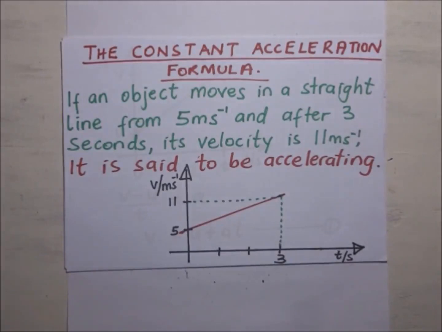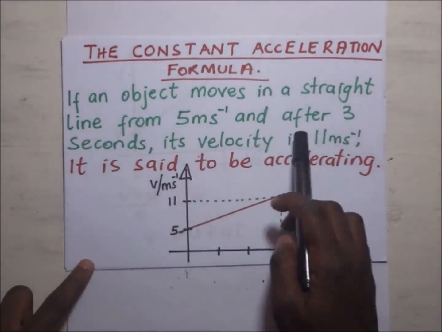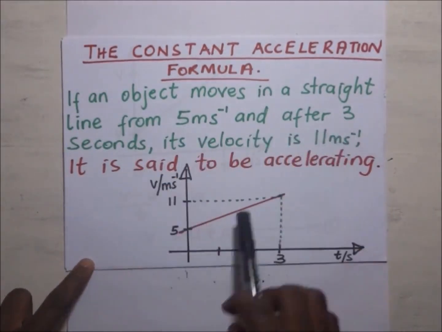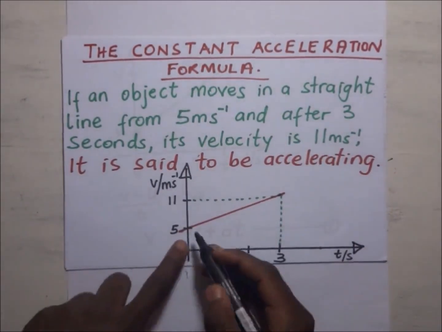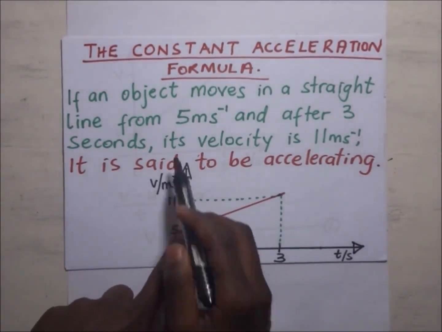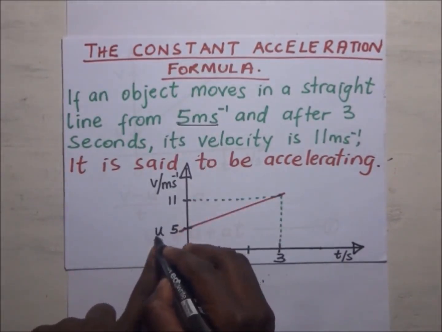Now, acceleration by definition, from our theory, we know that acceleration is the rate of change of velocity. If we use the illustration on our screen, the write-up says that if an object moves in a straight line from 5 meters per second, and after 3 seconds its velocity is 11 meters per second, this is what has been illustrated here. This object starts moving from 5 meters per second, so it means that 5 meters per second is its initial velocity U.